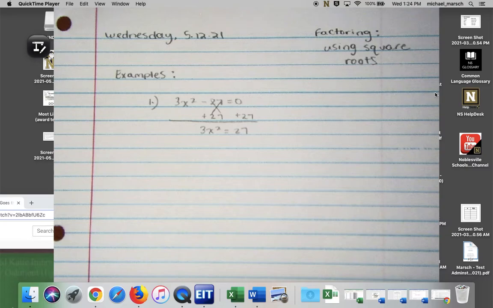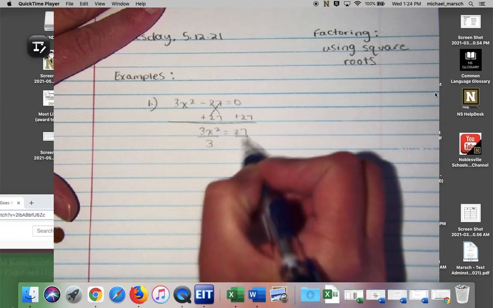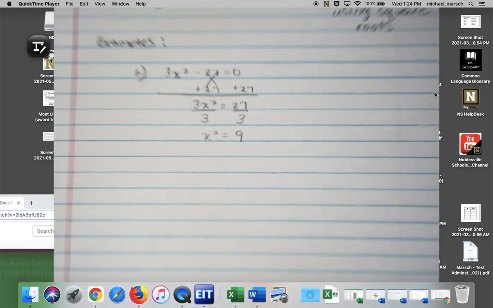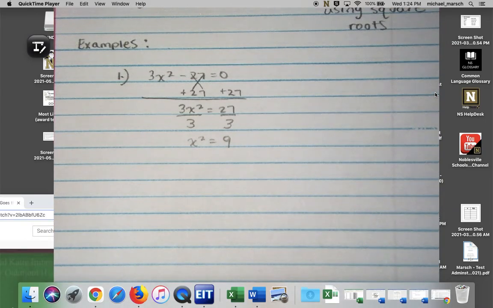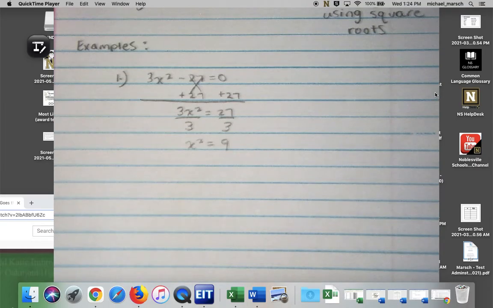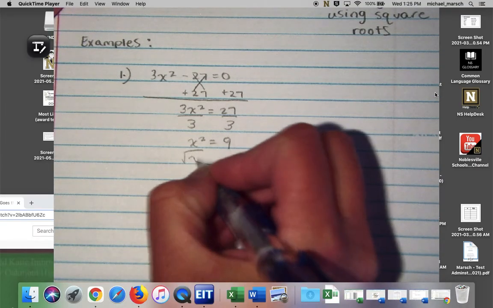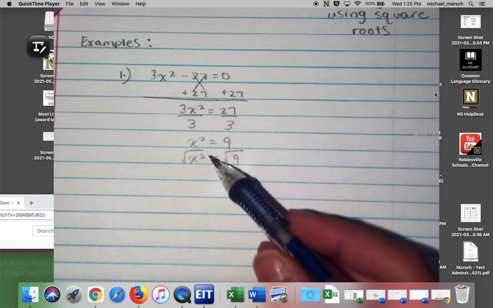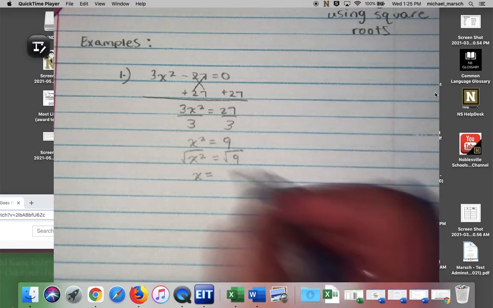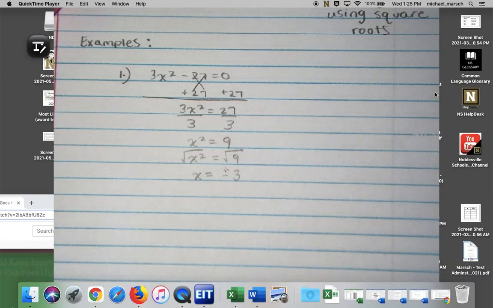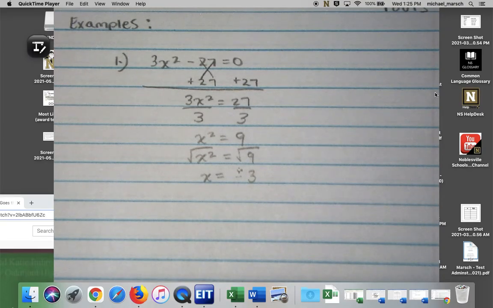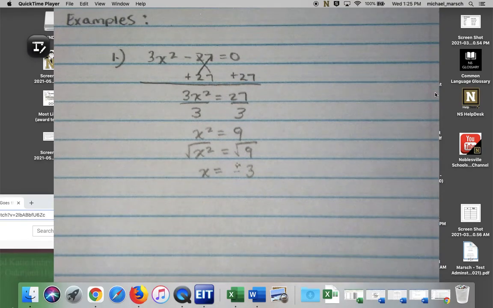All right, and then I have to get x squared by itself. So I'm going to divide by 3. So now I have x squared equals 9. And then this is where the square root to find the roots comes into play. I'm going to take the square root of x squared and take the square root of 9. So since x times x gives me x squared, I get x equals positive or negative 3. And the reason it's plus or minus 3 is because 3 times 3 gives me 9. Negative 3 times negative 3 also gives me 9.